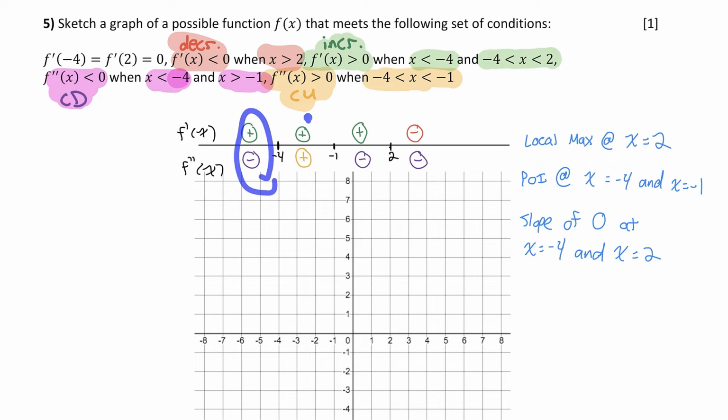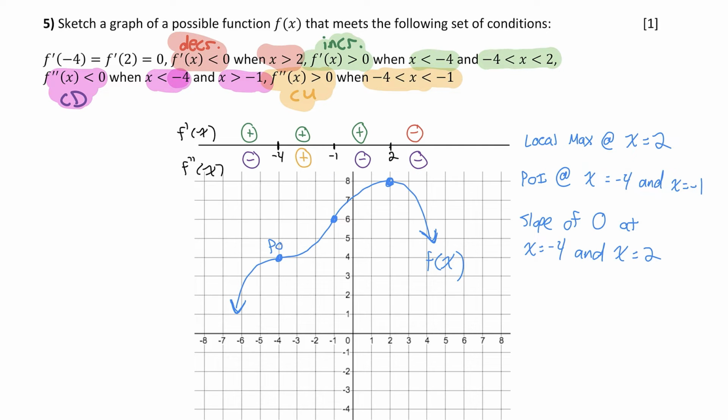For each of these 4 intervals I've created, let me draw the correct shape in each interval. When x is less than -4, the function needs to be increasing and concave down. Between -4 and -1, the function needs to be increasing and concave up. Between -1 and 2, it needs to keep increasing but change to concave down. And then lastly, when x is bigger than 2, it needs to be decreasing and concave down.